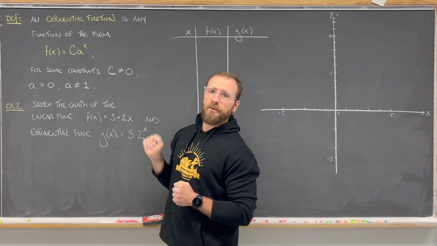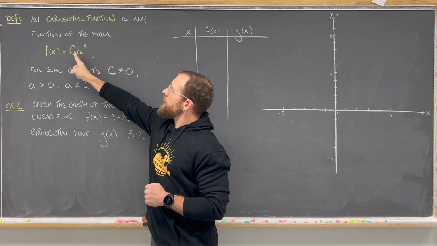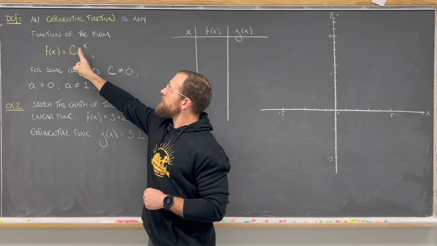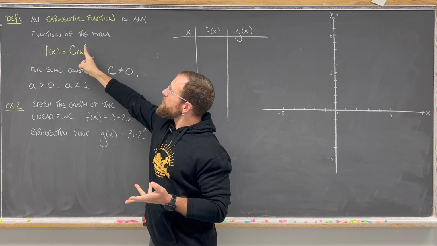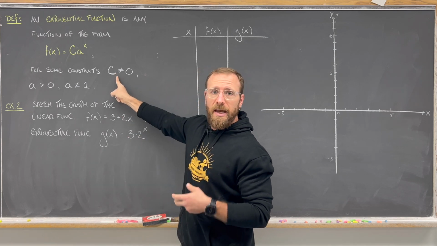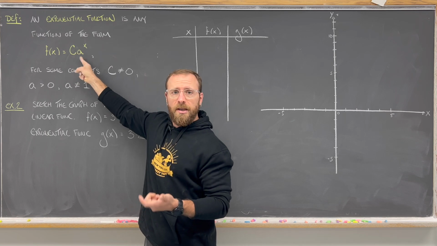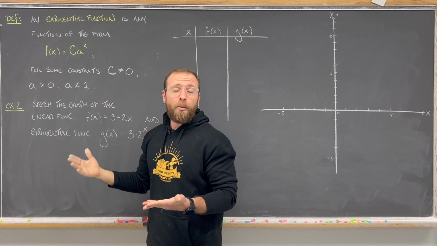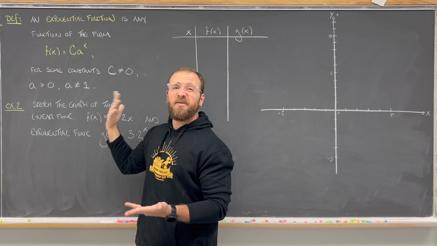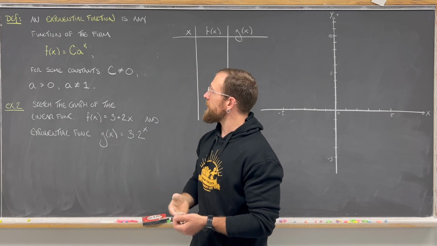Formally, an exponential function is any function that can be written in this form, where you have a constant c times a base a raised to a variable x. Okay? The constant c can be any number you want except for 0. If c was 0, then this function would output 0 no matter what x was, and it would be funny to call that an exponential function when really it's a constant function, 0.